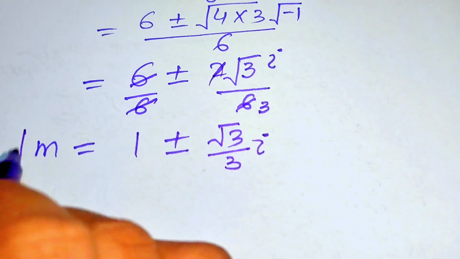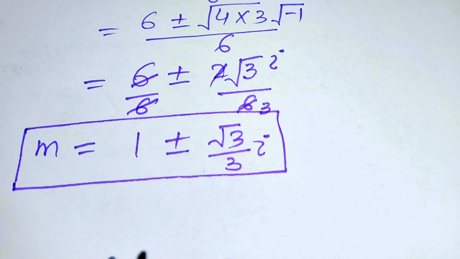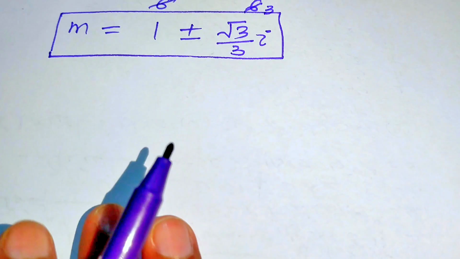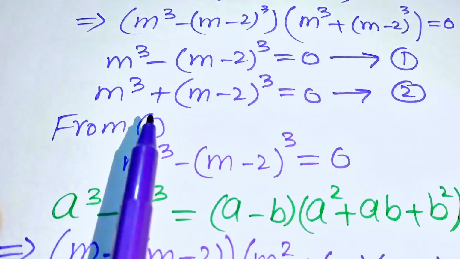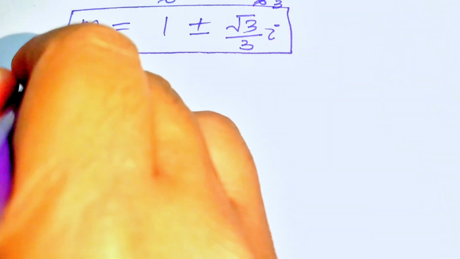So these are the first two complex roots of the given equation, and now in order to find the other roots, we need to solve our equation number 2. So our equation number 2 will be written in this form: m cubed plus (m minus 2) cubed equals 0. So now we copy down equation number 2.